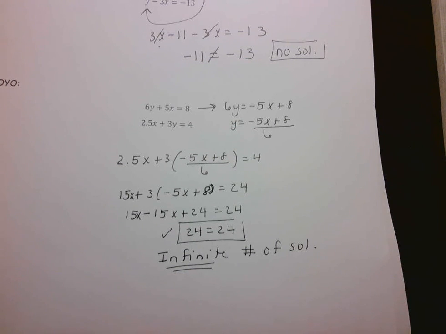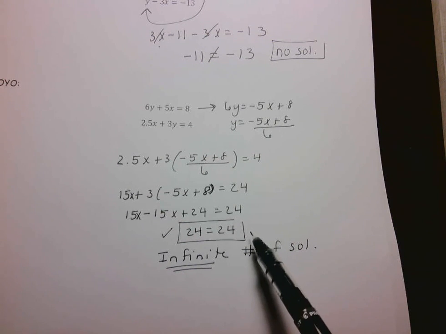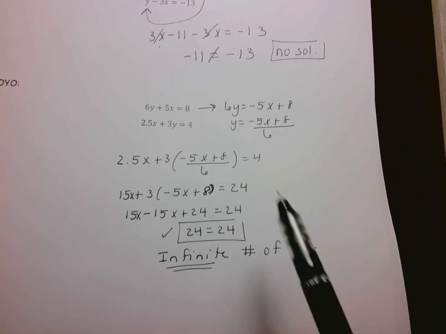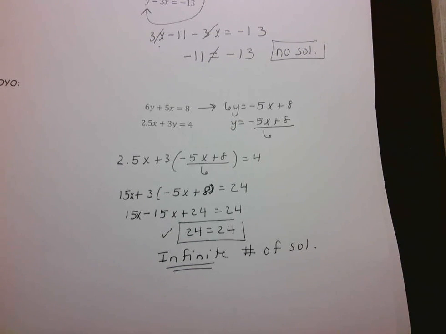There's 4 different ways to go about solving this. So there's 4 different possible answers you could have gotten at the end. But no matter what you did, no matter how you went about solving this, you should have ended up with a variable that disappeared, and you should have ended up with something equals itself. And so then there's an infinite number of solutions. These two equations are the same line.